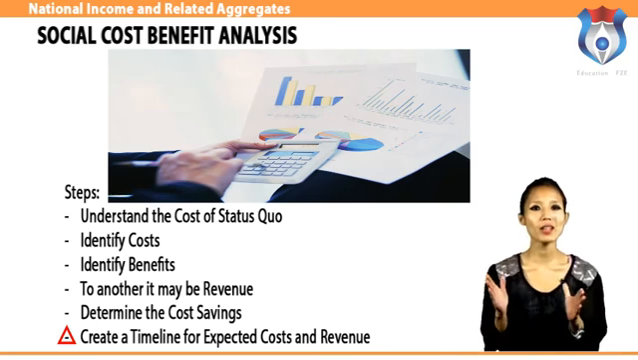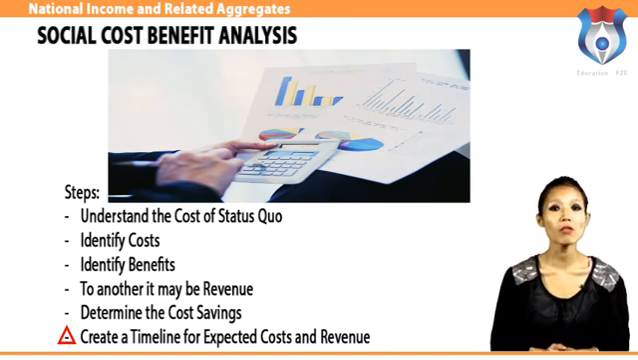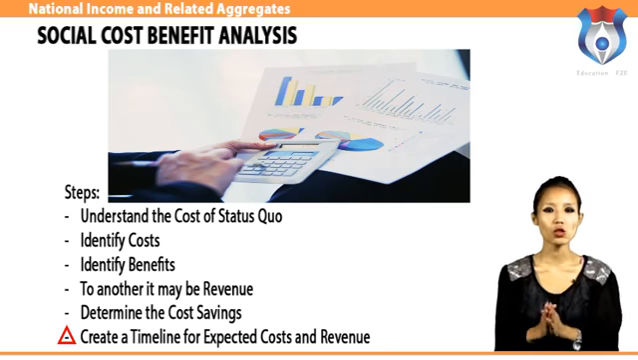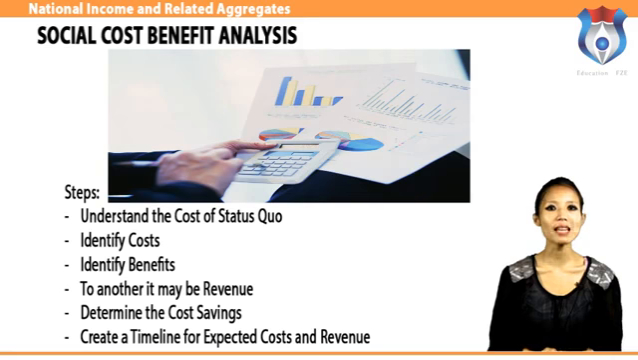Create a timeline for expected costs and revenue. Map out when the costs and benefits will occur and how much they will be. This is critical for 2 reasons. 1. Expectation. By having a defined timeline, we can align and define expectations of all interested parties.